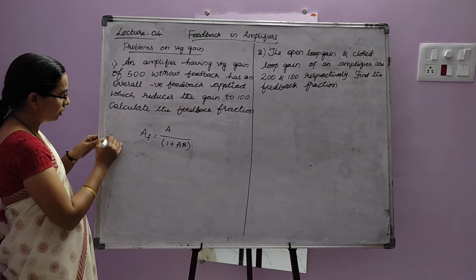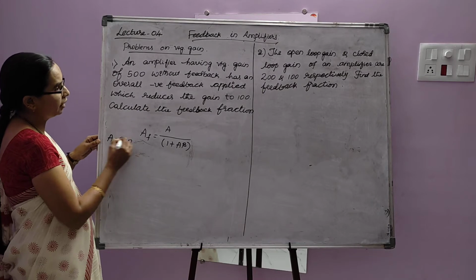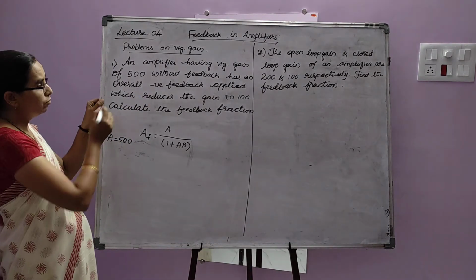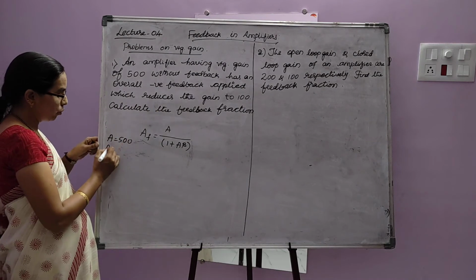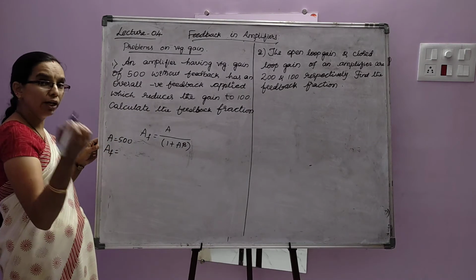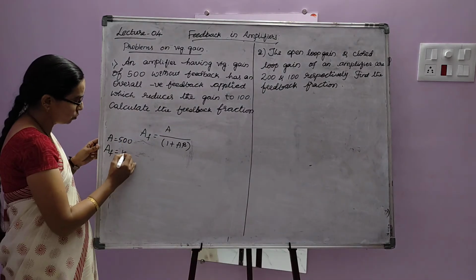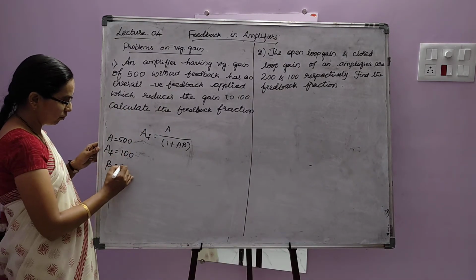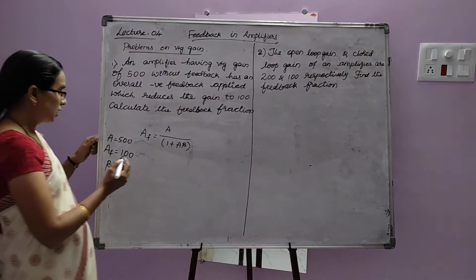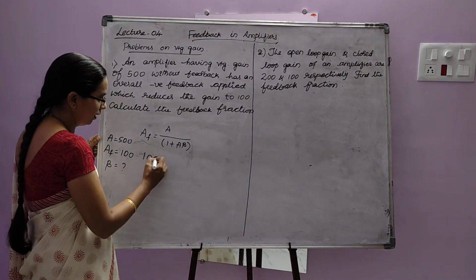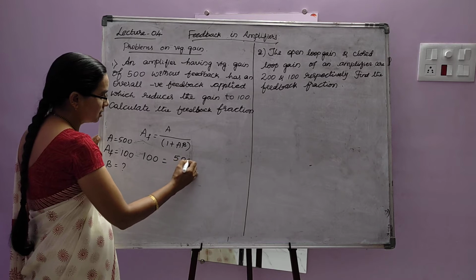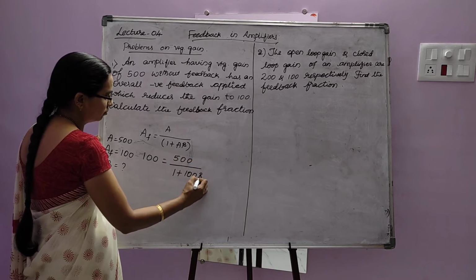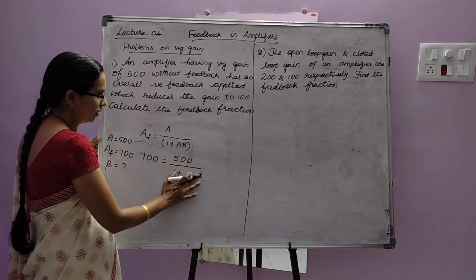So they have given A is equal to 500. Negative feedback is applied, which reduces the gain. That means when negative feedback is applied, the gain is reduced to 100. Calculate the feedback fraction, that is beta. Okay. AF is 100 and A is 500, so 1 plus 500 beta.